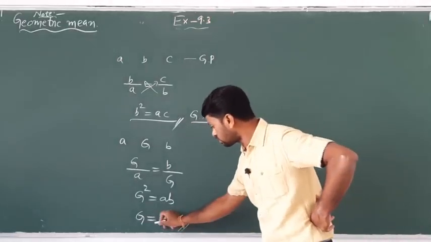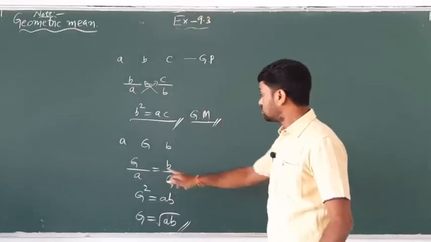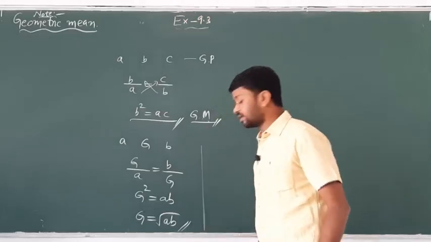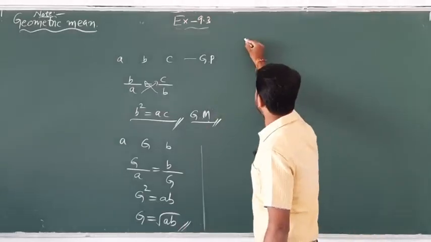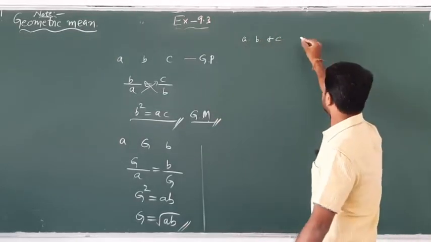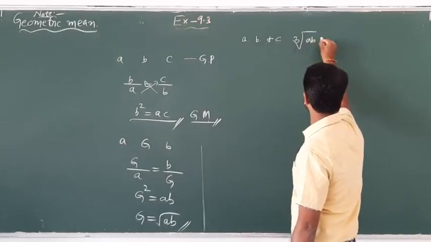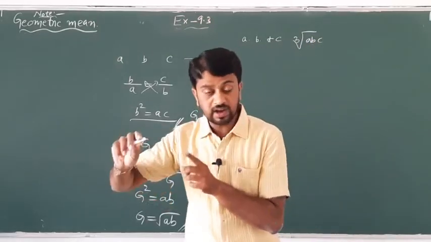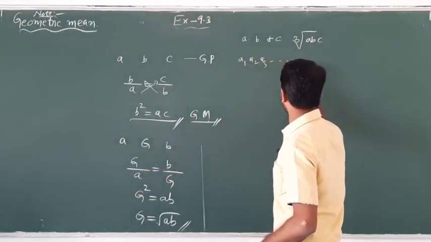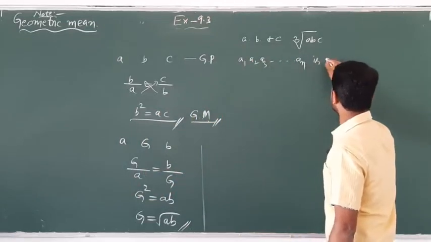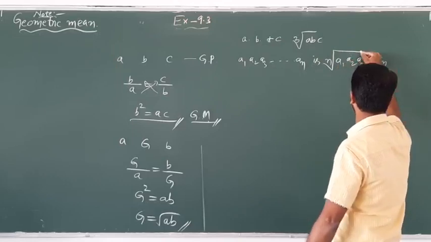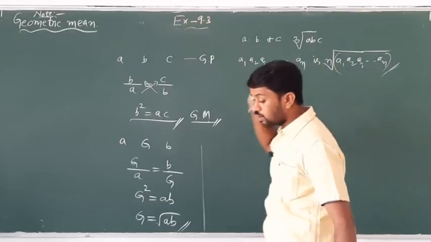Square root means two numbers, the geometric mean of a and b. Similarly, the geometric mean of a, b and c, where three numbers are there, is the cube root of abc. Similarly, the geometric mean of A1, A2, A3 up to so on An is the nth root of A1, A2, A3 up to so on An, which is one of the very important points.